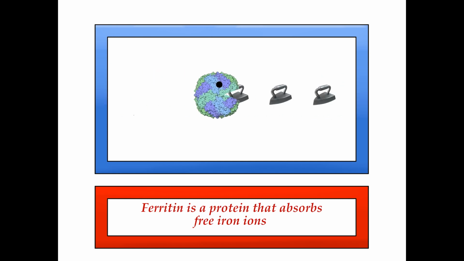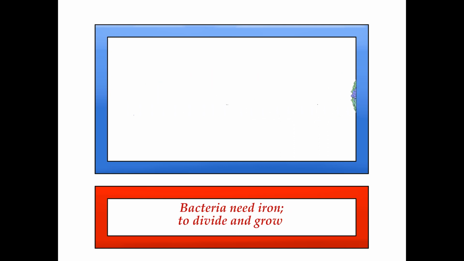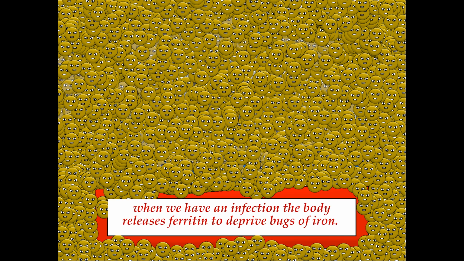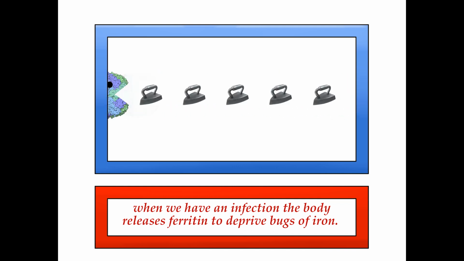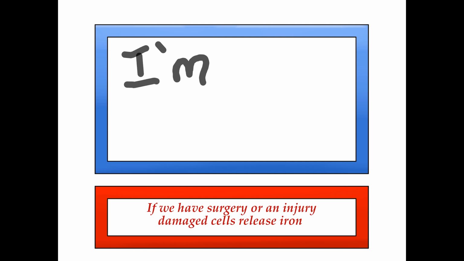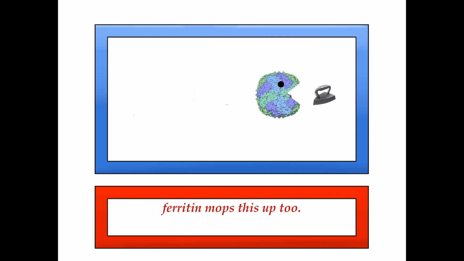And this is important because, say, when we have an infection, the bacteria that are in our body, or viruses, need iron to divide and grow. And what ferritin does is zips around, hoovering up all this iron so that the bacteria don't have iron to divide and grow. Or if you've had an accident or surgery and there's been a lot of cellular damage, then again there's a fair amount of free flowing iron, and ferritin increases to try and absorb that.